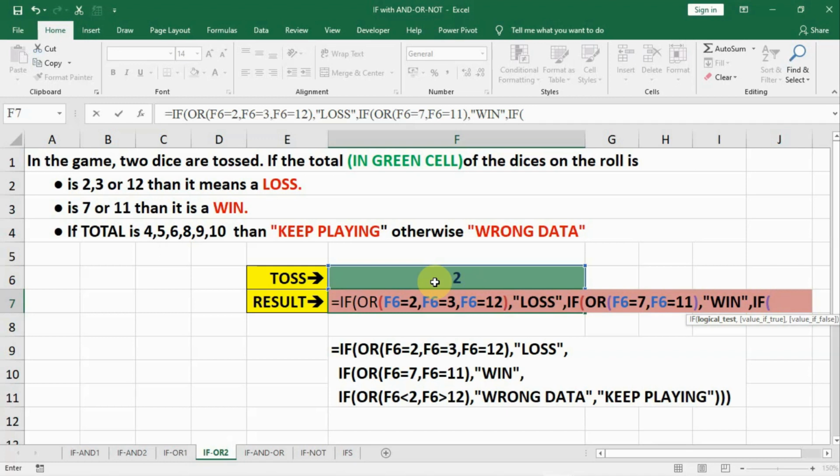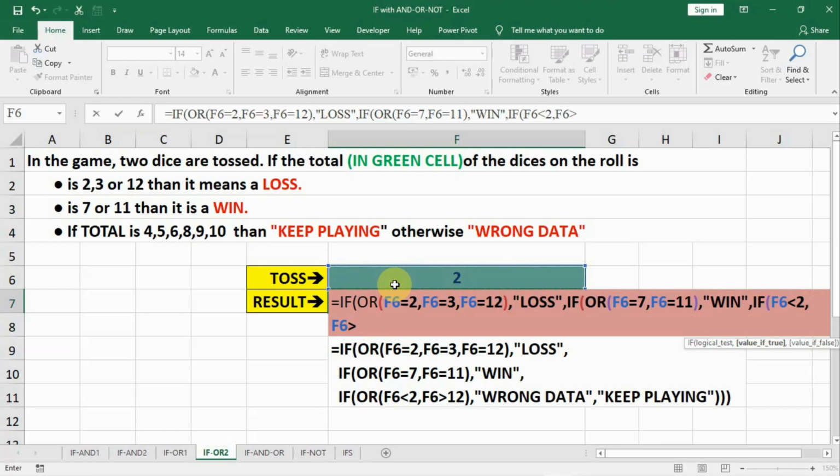We'll check out the data that is less than 2, that is the wrong data, and above 12, that is the wrong data. We'll check that data. Instead of writing down F6 equals to 4, comma, F6 equals to 5, comma, instead of writing this down, we'll check if F6 is less than 2, any data supplied is less than 2, or we'll check out F6 is greater than 12. We'll check out these two data, right? If this is so, then the answer will be true, and that means it is a wrong data.